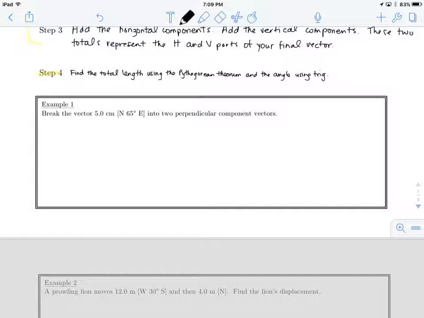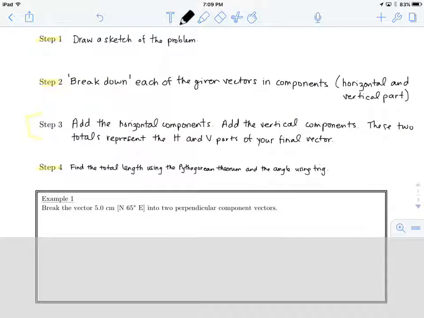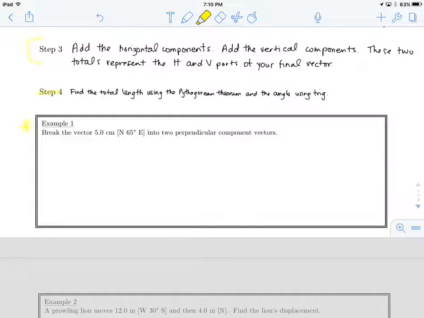So first of all, break the vector 5 centimeters north, 65 degrees east into 2 perpendicular component vectors. Okay, so this is what we talk about when we talk about breaking down a vector into its horizontal and vertical components. Okay, so what we're going to do now, this is really going to illuminate step 2. And you're going to do this every single time you have one of these vector problems.